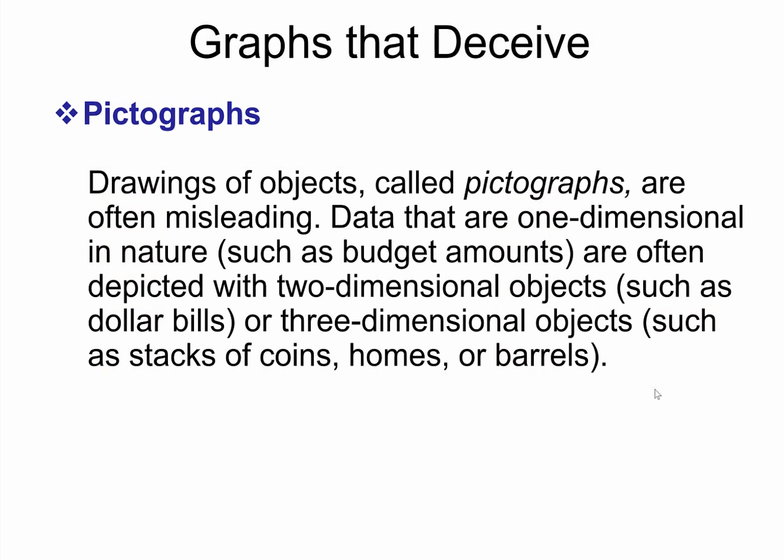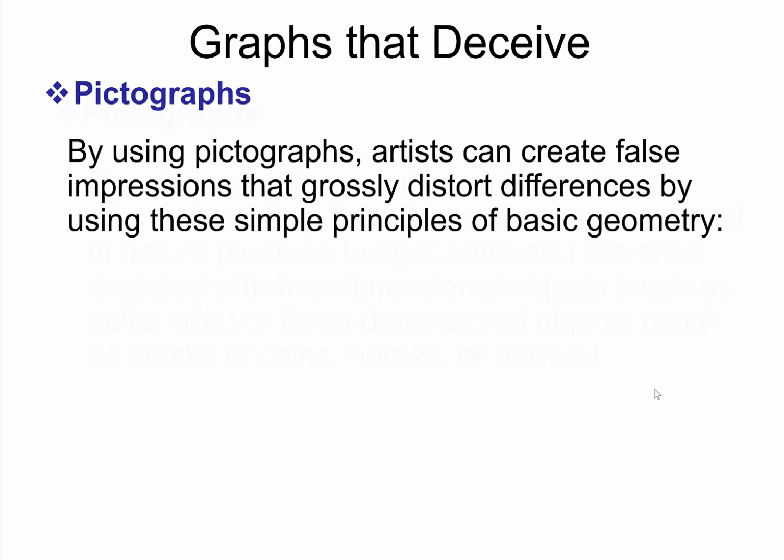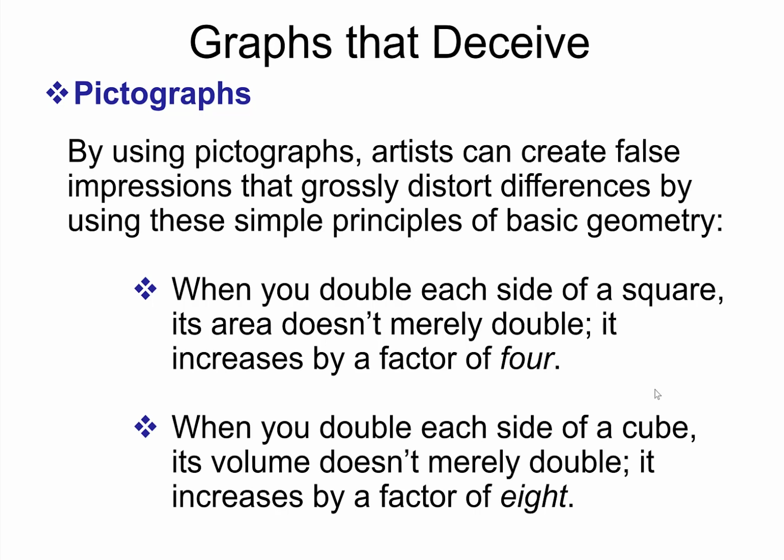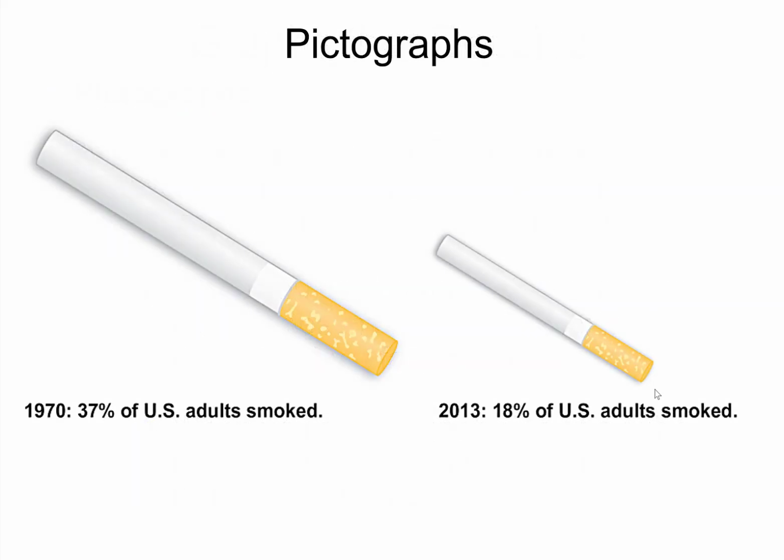Drawings of objects called pictograms are often misleading. The data are one-dimensional in nature, but they're often depicted with two-dimensional items. And by using the pictogram, the artist can create false impressions that grossly distort the differences with simple principles of geometry. If you double each side of a square, the area doesn't merely double, it increases by a factor of 4. If you double each side of a cube, the volume doesn't just double, it increases by a factor of 8.